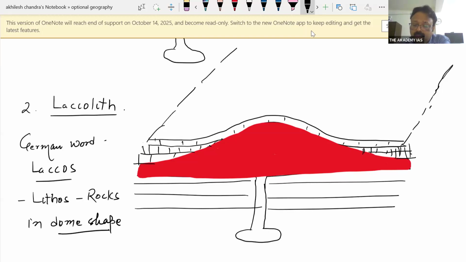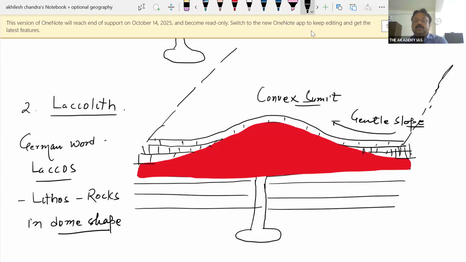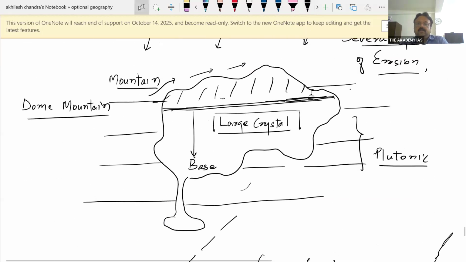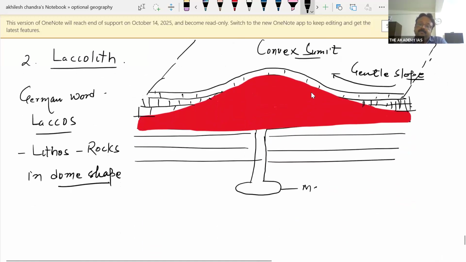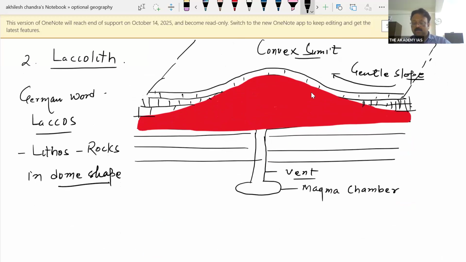Mushroom shape intrusion. Laccolith, they are mushroom shape, having convex summit and having gentle slope. Try to see gentle slope. और बैथोलिथ में बच्चे gentle slope नहीं होता, abrupt slope है. ध्यान से देखो. If you see the batholith, try to see batholith. So here it is abrupt slope. Slope is abrupt. It's not gentle. While in laccolith, you will find gentle slope. There is a magma chamber. And here it is the vent. And we have this lacose formation or laccolith formation.